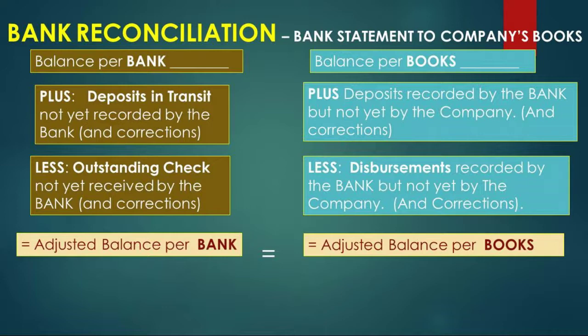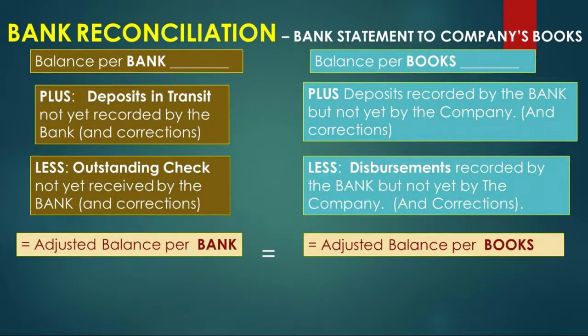To that number, we're going to add deposits in transit, we're going to subtract outstanding checks, and we're going to get an adjusted balance per the bank. Then we're going to go over and take the balance per books, and that's going to come off the cash T account.